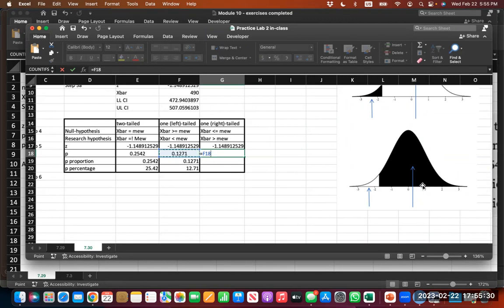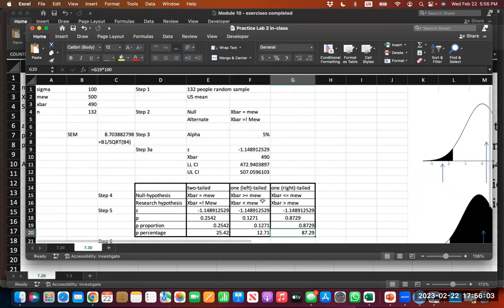So this is now 1 minus 0.1271. So this is 87%. Make sense? We're not multiplying it by 2 because it's a one-tailed hypothesis, but it basically constitutes everything to the right. Proportion is the same. Now we're calculating this multiplied by 100, 87%. Good, so that's 730.